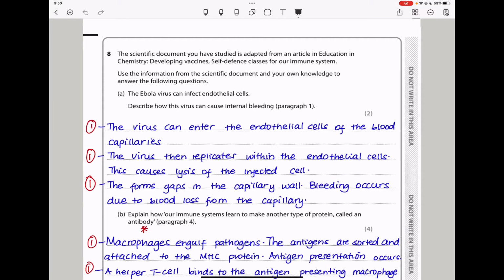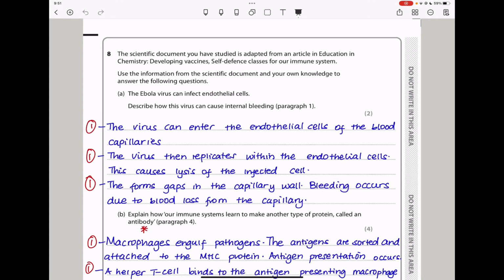So here they say the scientific document you have studied is adapted from an article in Education in Chemistry, Developing Vaccines, Self-Defense Classes for Our Immune System. They say use the information from the scientific document and your own knowledge to answer the following questions. Part A says Ebola virus can infect endothelial cells. Describe how this virus can cause internal bleeding.